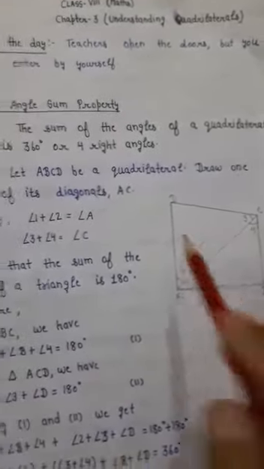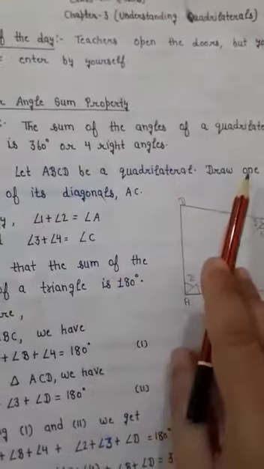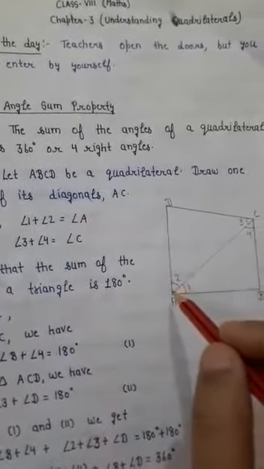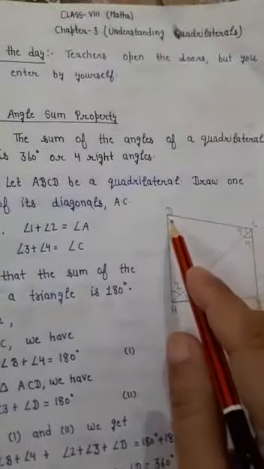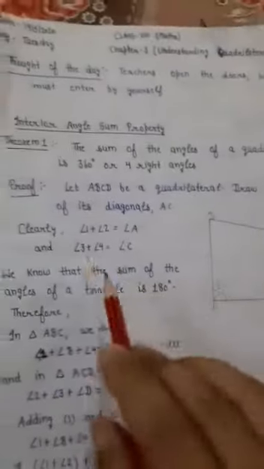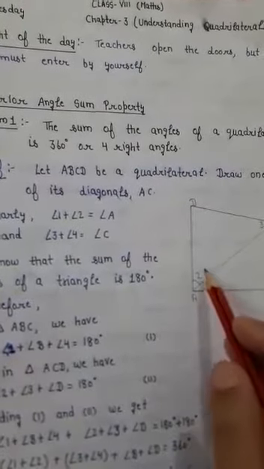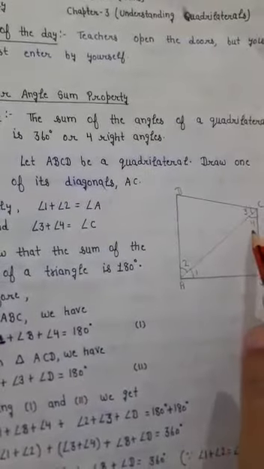Let ABCD be a quadrilateral. Draw one of its diagonals AC. It's up to you. You can draw diagonal AC or you can draw the diagonal BD also. Clearly, angle A equals angle 1 plus angle 2 and angle C equals angle 3 plus angle 4.